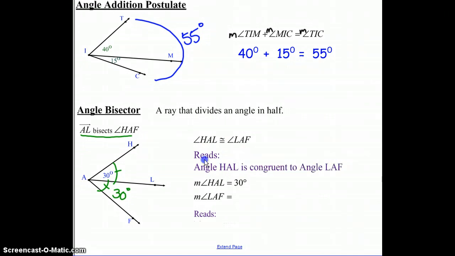And then if we want to talk algebraically and fill in numbers, we say that the measure of an angle is equal to a number. So the measure of angle HAL equals 30 degrees, and since those angles are congruent, the measure of angle LAF is also equal to 30 degrees. Again, a translation into words reads here. All right, during class tomorrow, we'll do some more practice exercises.